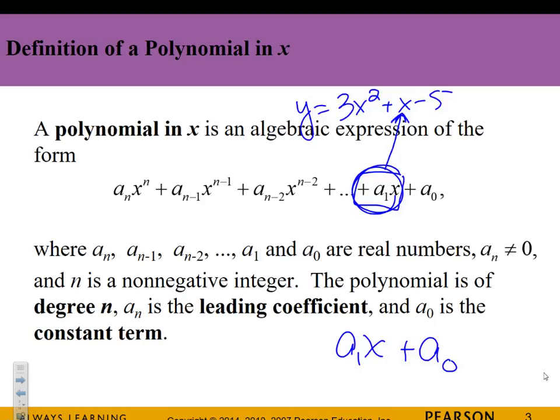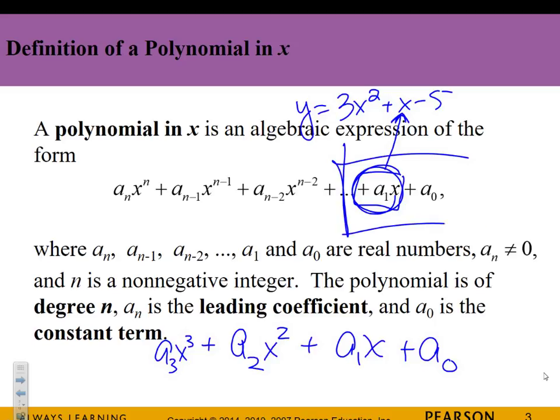But again, if we follow our patterns, then we would have the next value, which would be a sub 2 x to the second, right? So it goes x to the 0, x to the first, x to the second. The next one would be, yay, patterns, a sub 3, x to the third. So what you're looking at here is the entire right side of that definition of a polynomial. Well, let's take a look at the other side.